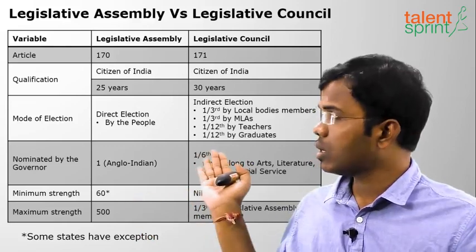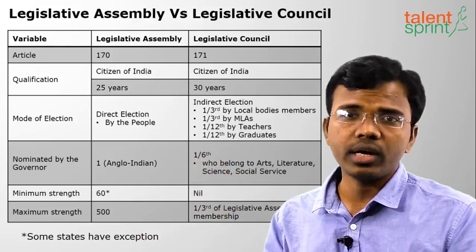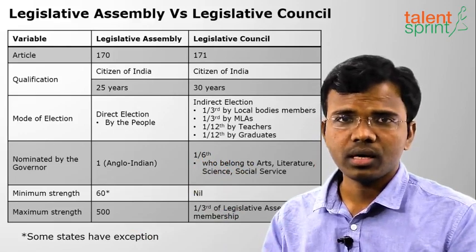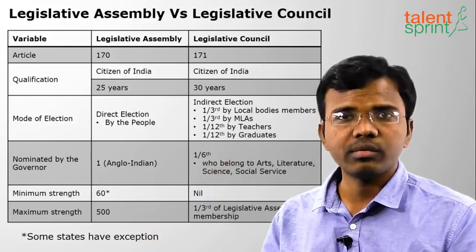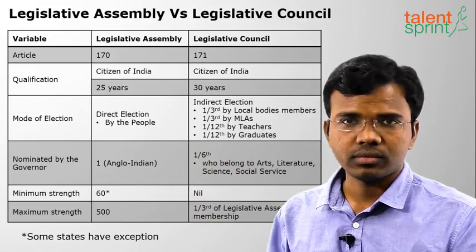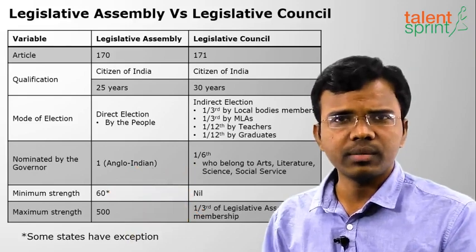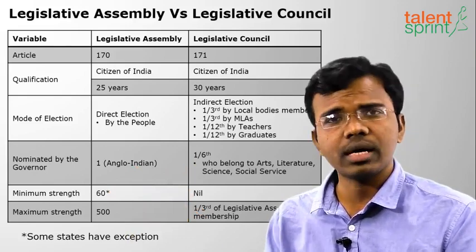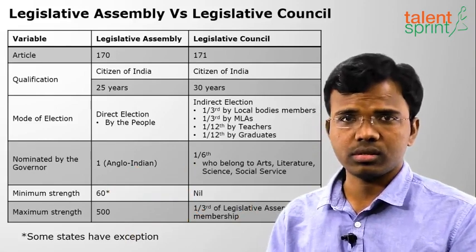The age limit for assembly is 25 years. The person must complete 25 years minimum age. Same like Lok Sabha. And for council it is 30 years. Same like Rajya Sabha, the minimum age to contest. And moving on to the mode of election. So it is direct election for assembly, directly elected by the people. Divided into constituencies, MLA constituencies. Same like Lok Sabha. MP constituencies, here MLA constituencies.